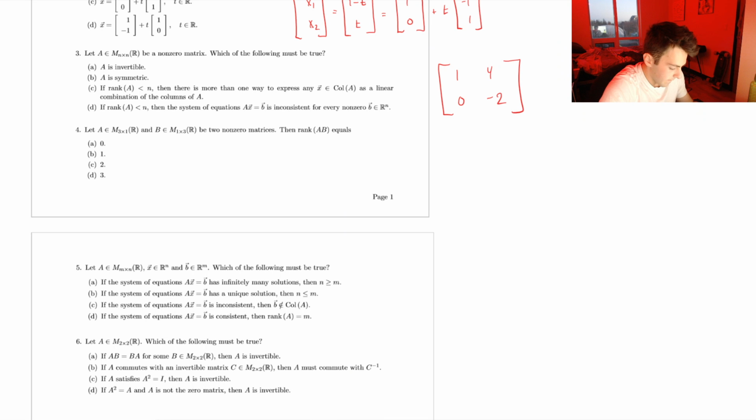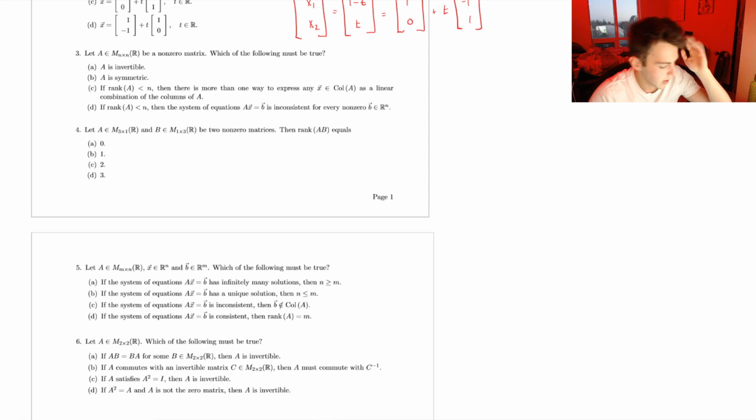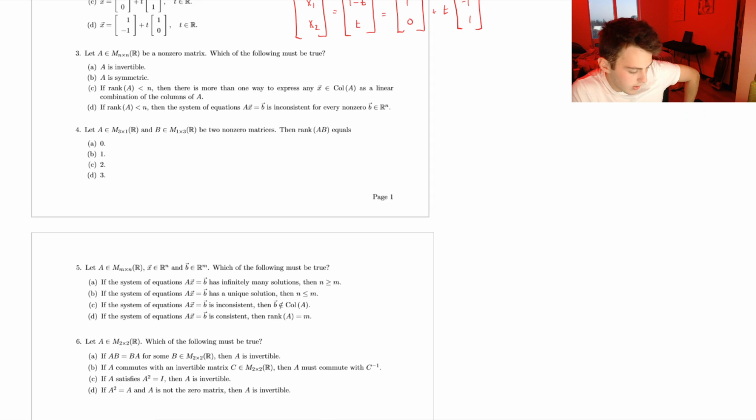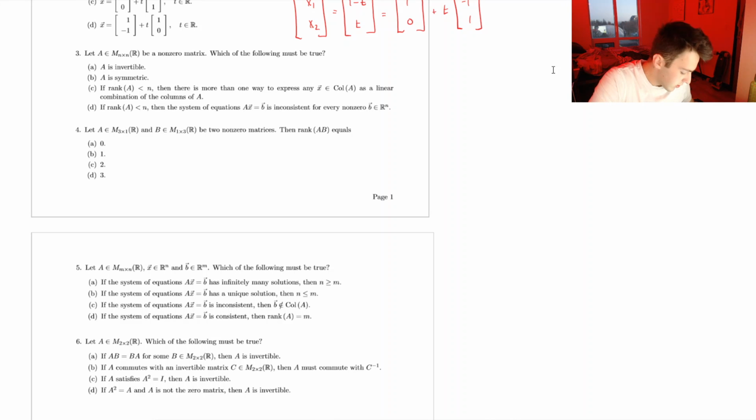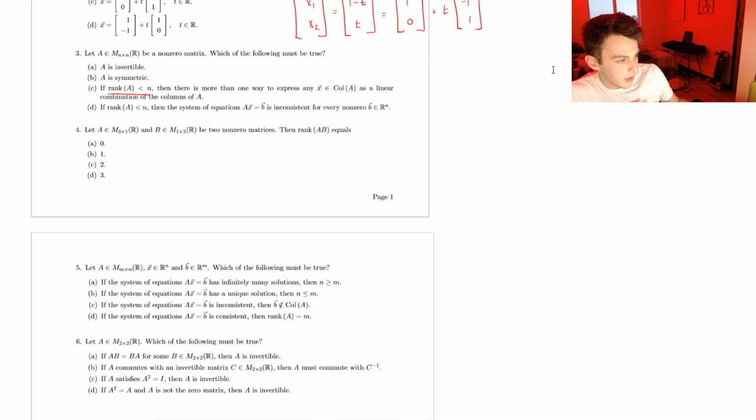Okay. Let's take a look at 3C. If the rank of A is less than the number of rows or columns, then there's more than one way to express x, which is in the column space of A, as a linear combination of the columns of A. So let's break this down. I know that was a lot. If the rank of A is less than n, then this is telling us that there's going to be a free variable, right? And that's a pretty big part here.